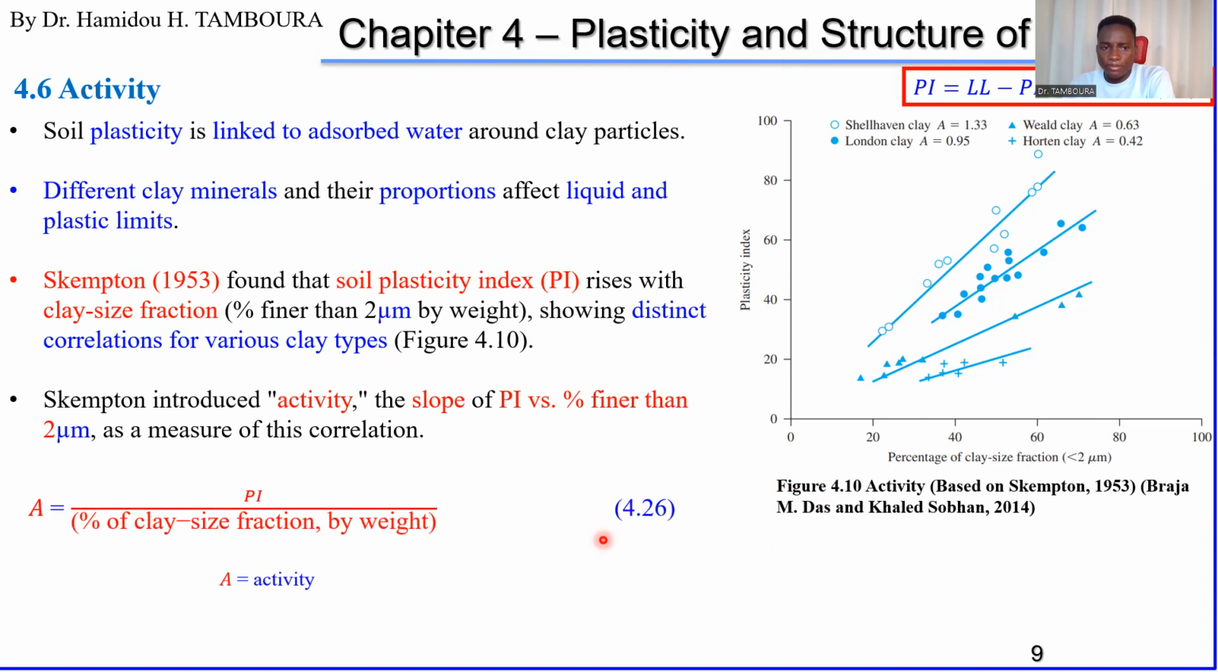So activity, because slope is the y-axis divided by the x-axis, is the plasticity index divided by the clay size fraction by weight. The amount, the percentage of clay size fraction by weight. That is the activity A. The symbol is A, activity, okay?